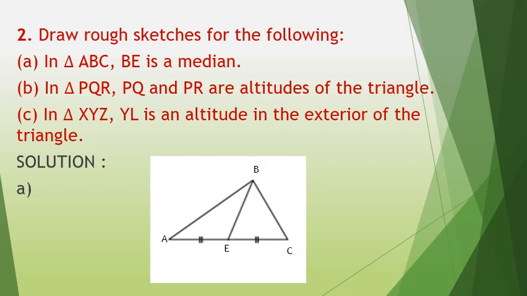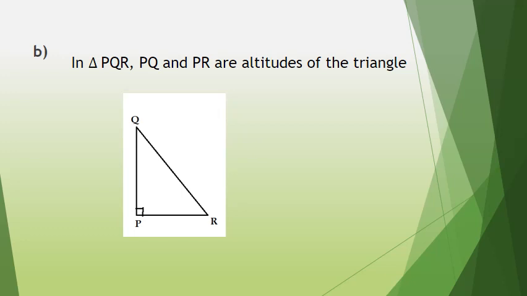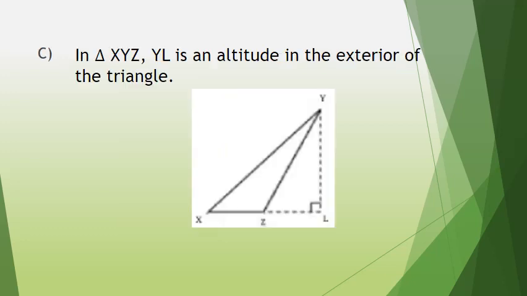Now we move to the second question. In triangle PQR, PQ and PR are altitudes of the triangle. So you have to draw a right angled triangle and name the right angle as angle P. Where you mark the right angle, there you mark the vertex P. And the other two vertices you can name Q and R. So this is the figure in which PQ and PR are the altitudes of the triangle.